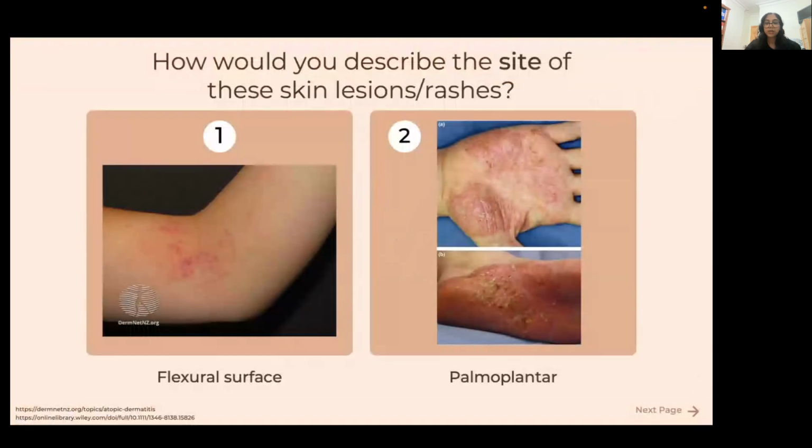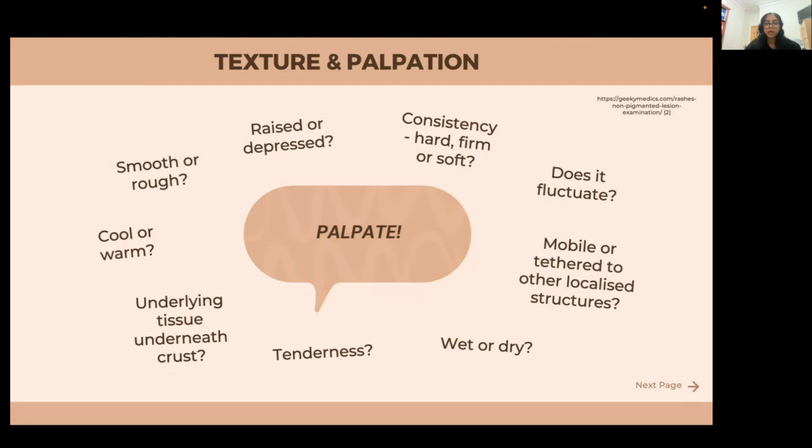Okay, so those are all things that we want to think about when inspecting a lesion. Then we can go on to palpate the lesion. When you're palpating a lesion, there's a couple of things that you want to be thinking about. Is the lesion raised or is it depressed? What's the consistency like of the lesion? Is it hard to touch? Is it firm? Is it soft? Does it fluctuate? Is it mobile or is it tethered to other localized structures?